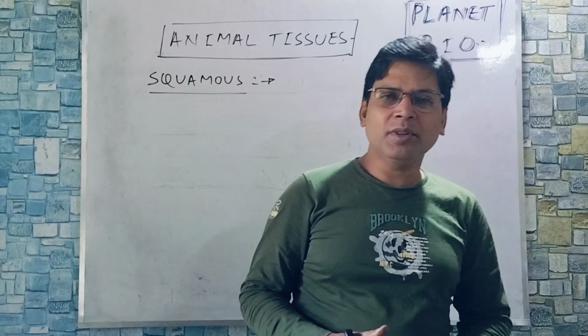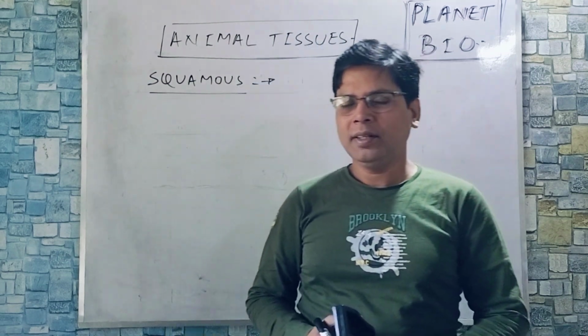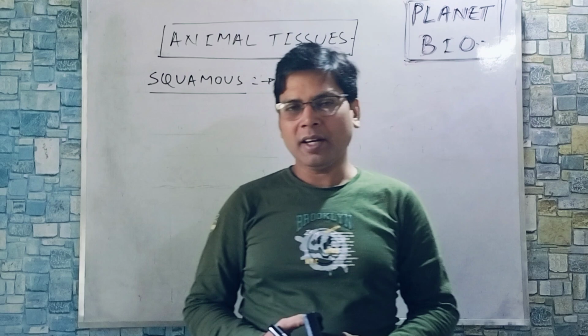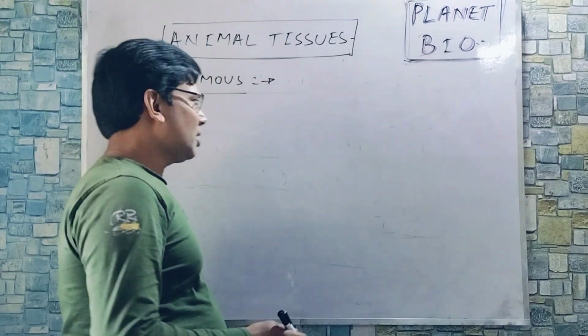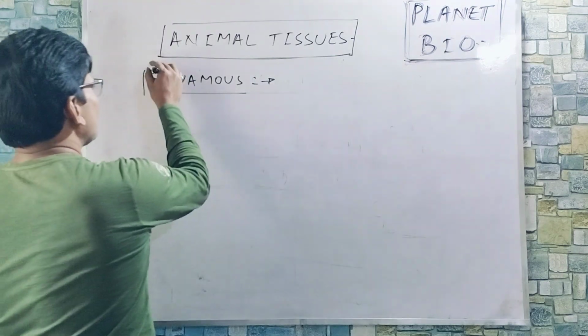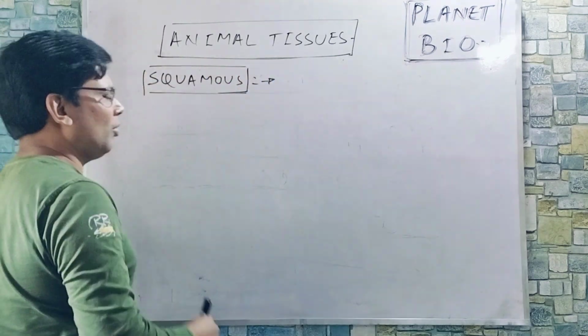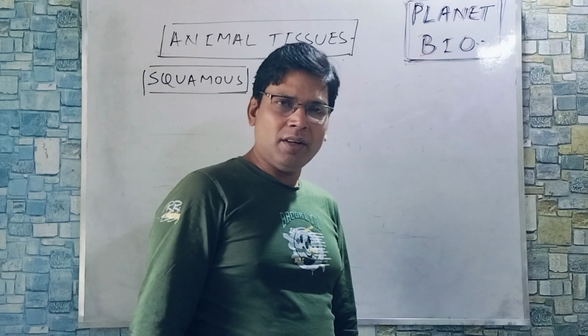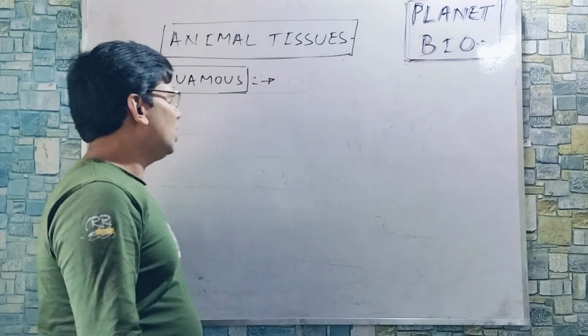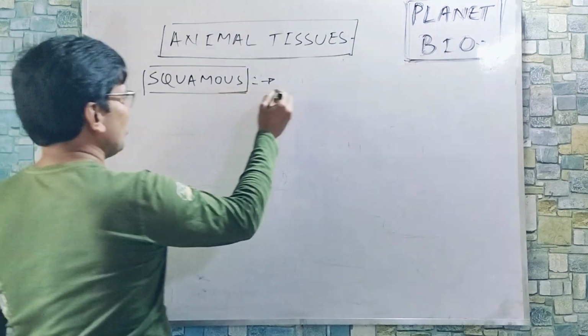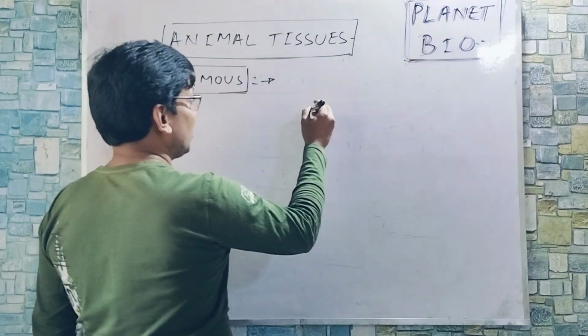Dear students, two things are of great importance. First, the structure and location. The questions are asked in NEET exams. Squamous, first kind of squamous epithelia is squamous epithelia. First type of simple epithelia is squamous epithelia, and you see flat cells are there.